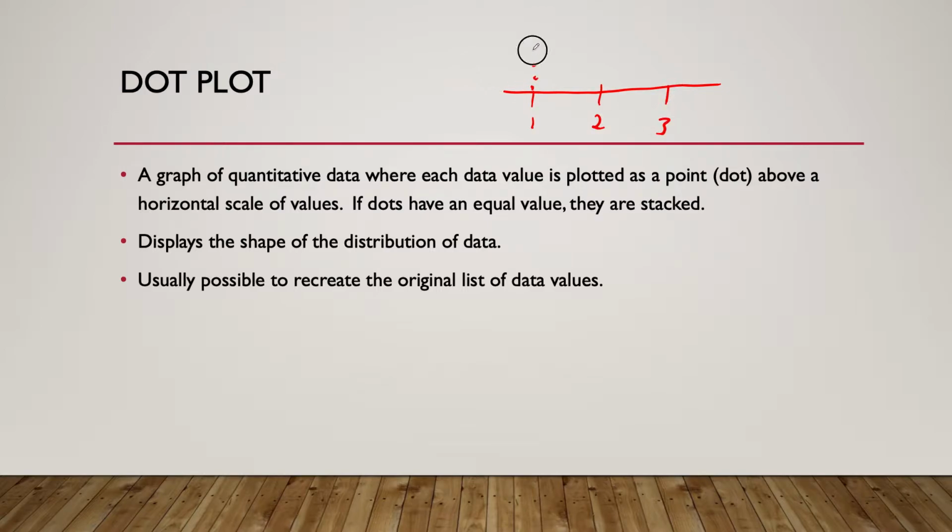And we have entries as such. So all of the values are stacked if we have more than one frequency of that value. It displays the shape of the distribution of the data, and it's usually possible to recreate the original list of data points, especially if there's no rounding or anything like that going on.